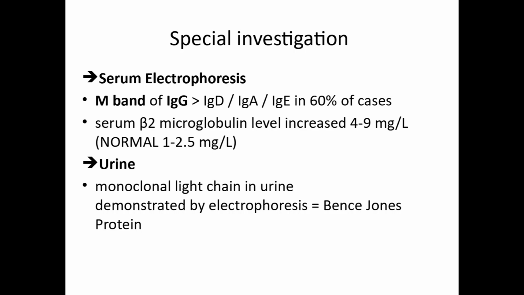Another thing is serum beta 2 microglobulin level will also be increased in multiple myeloma. Urine examination may reveal monoclonal light chain in the urine, also called Bence Jones proteinuria. This again can be demonstrated by electrophoresis.